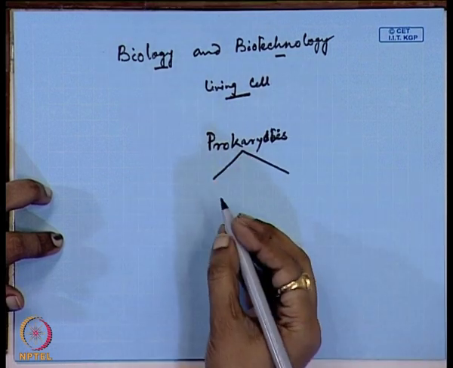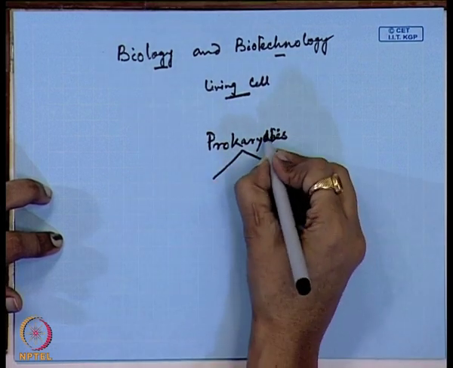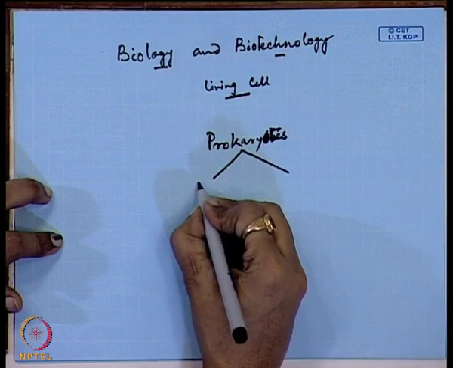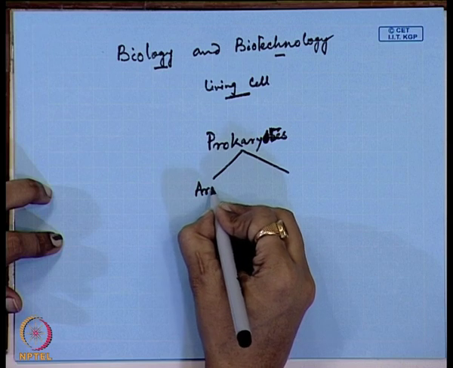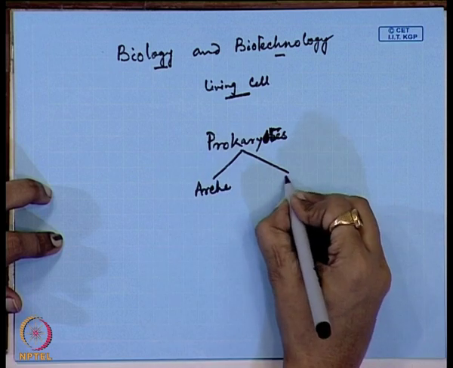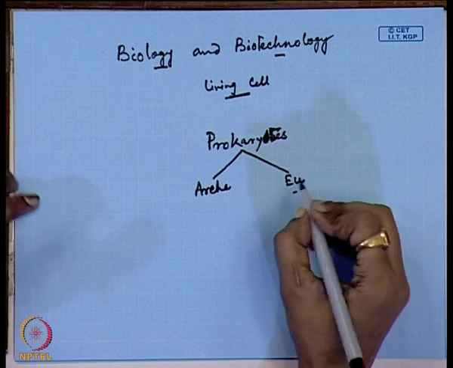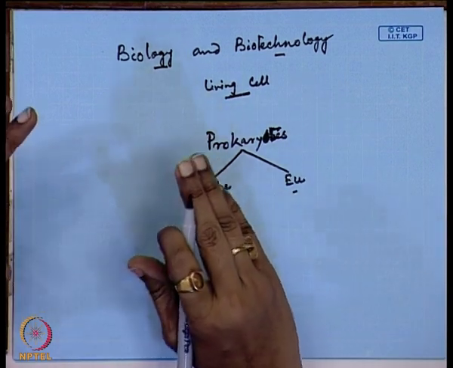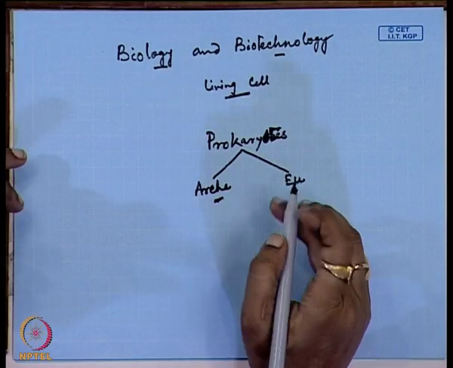two major groups. One is called the archibacteria, another is the eubacteria. Archibacteria is considered to be the most primitive type of bacteria, which is otherwise known as the extremophiles. Eubacteria is the true bacteria.